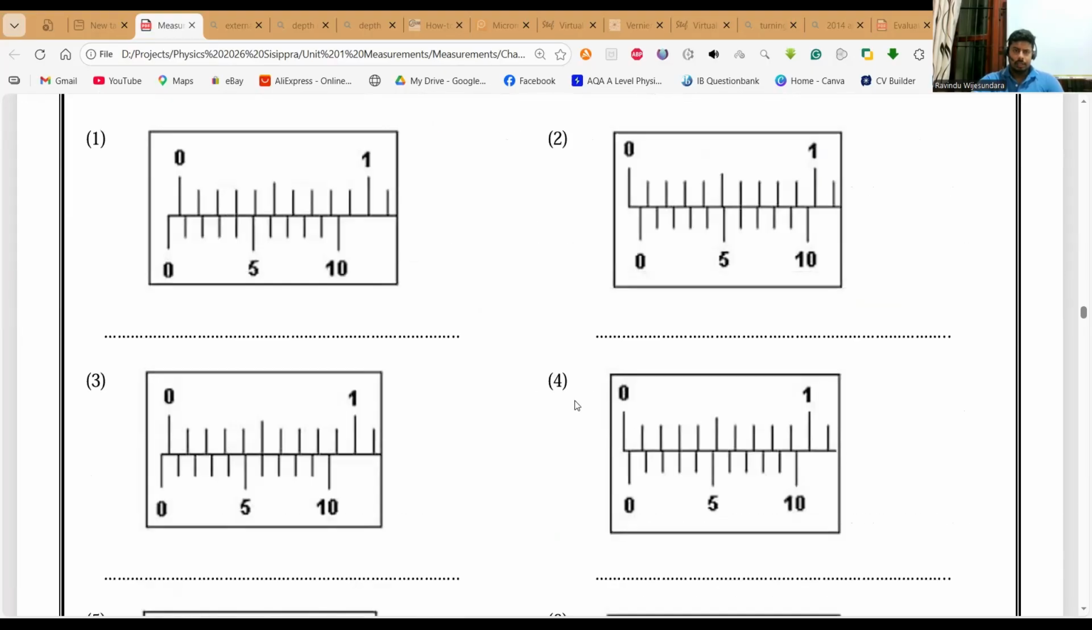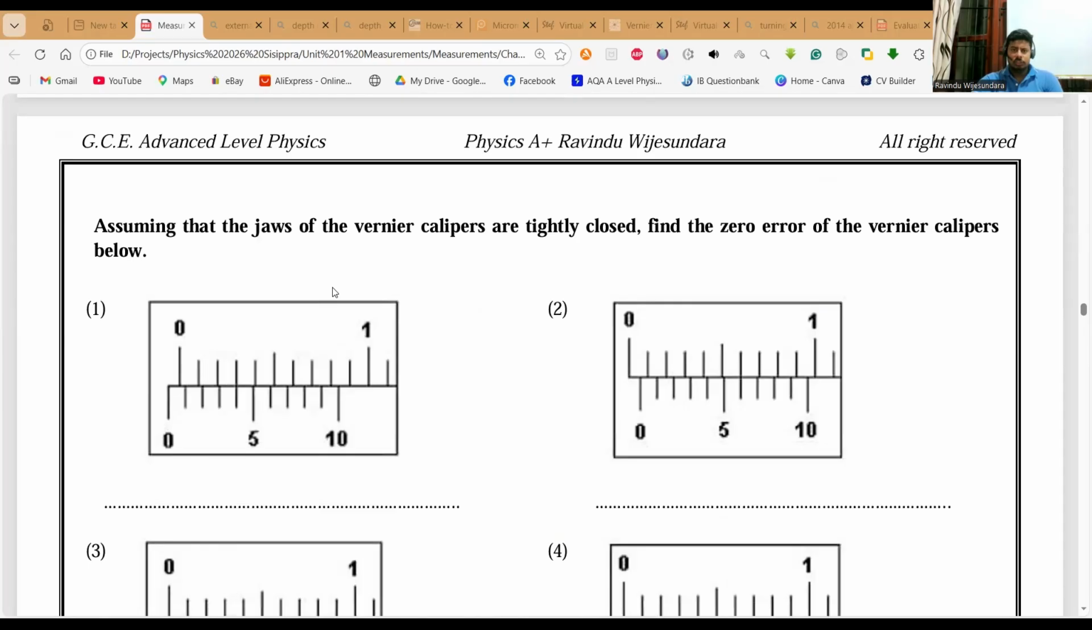Okay. Here I have given, assuming that the jaws of the vernier calipers are tightly closed, find the zero error of the vernier calipers below. Right. Now we have to find the zero errors here. In the first one, I will do the first one myself. If you can do it yourself, please try to do it yourself. Now you just look at the zero positions. You can clearly see the vernier zero is located left of the main scale zero. Then definitely there must be a negative zero error. This is not a positive one. This is a negative zero error, right?